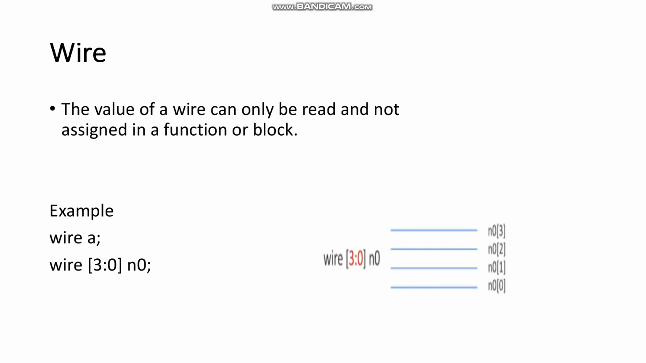Wire a means only one connection. Wire [3:0] means we have four connections, 3 to 0. Just remember what a wire is, and when we implement code, you can easily understand how the wire data type is used.